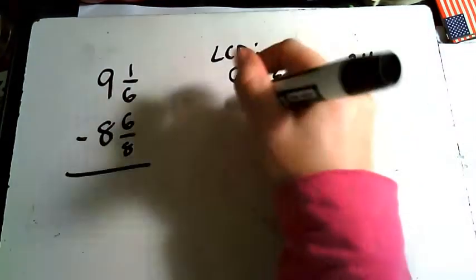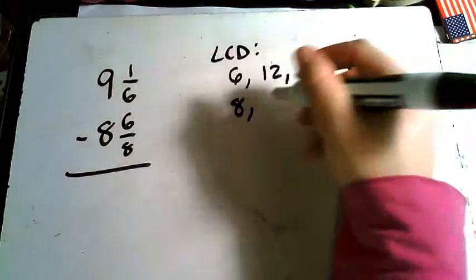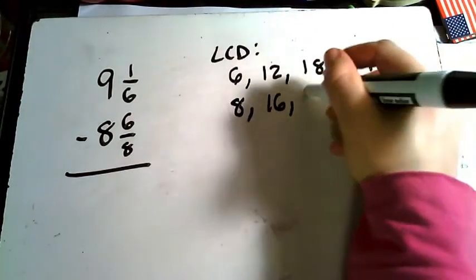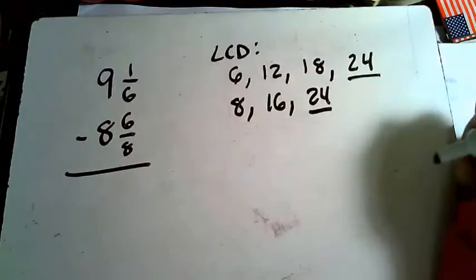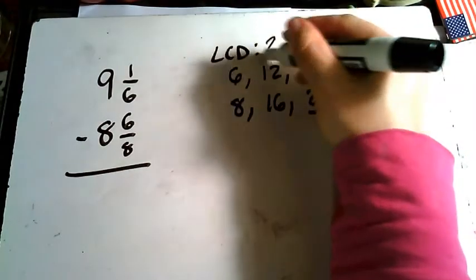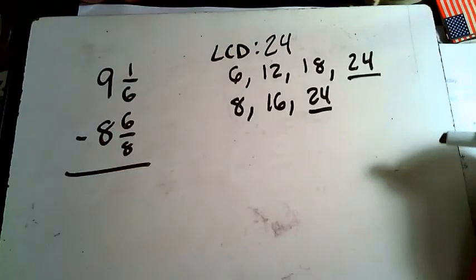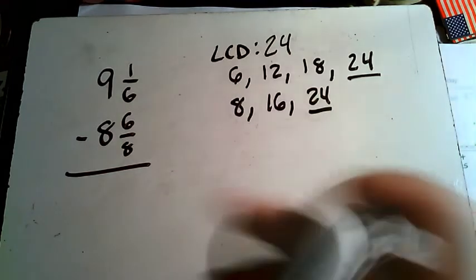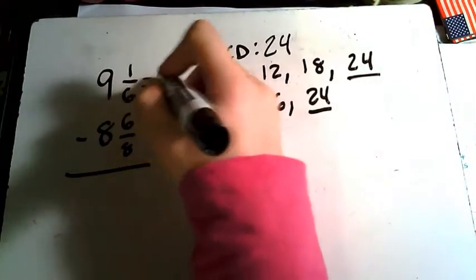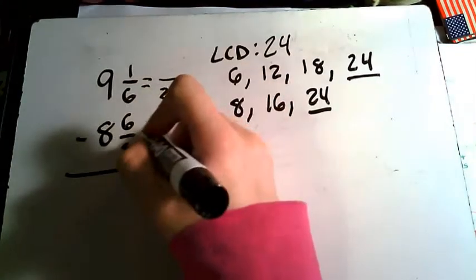Now I'm going to move to 8. 8 times 1 is 8. 8 times 2 is 16. 8 times 3 is 24. And I found my least common denominator, which is 24. So I'm going to change my denominators to 24.